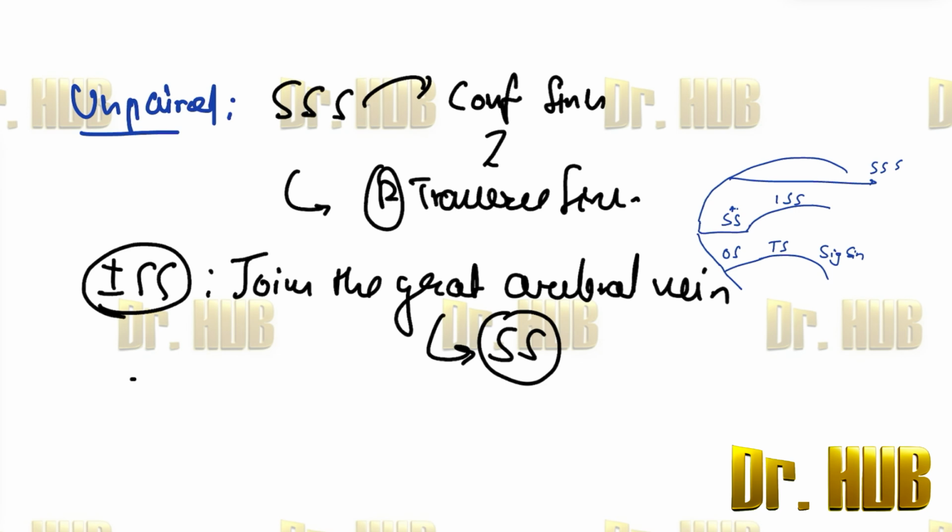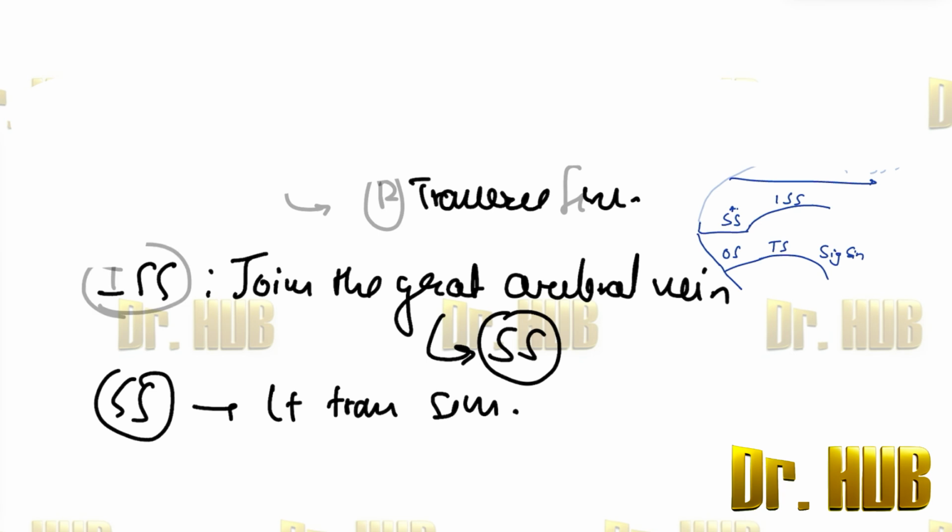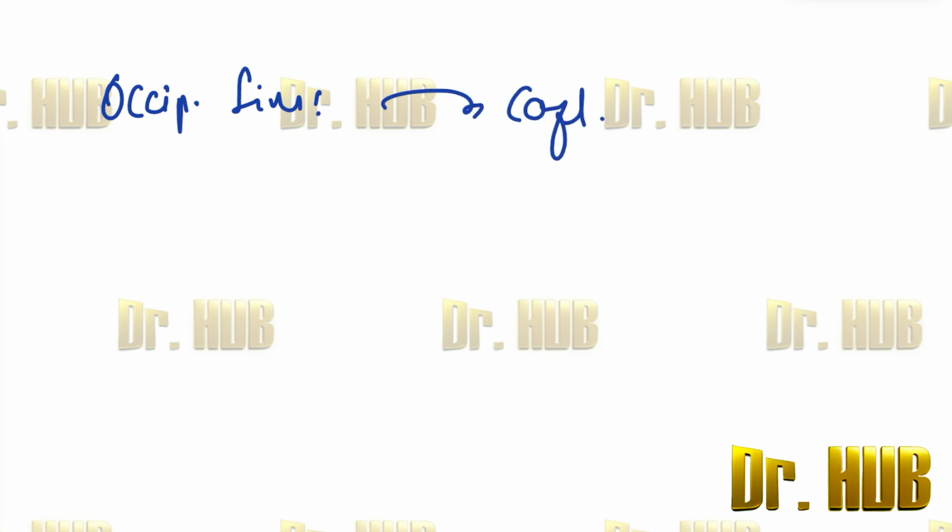Next is the straight sinus. The straight sinus forms the left transverse sinus. Next we look into the occipital sinus. The occipital sinus drains into the confluence of sinuses. So this was all about the unpaired sinuses, that is the superior sagittal sinus, inferior sagittal sinus, straight sinus and occipital sinus. Next we move on to the paired sinuses.